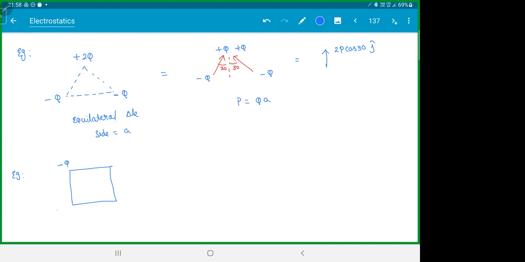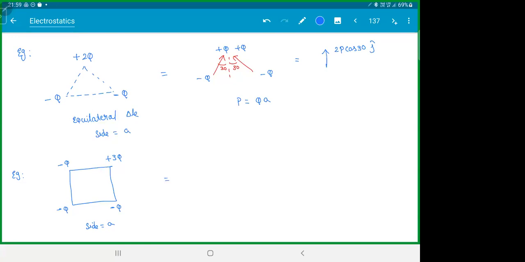Suppose you have minus q, minus q, minus q, and 3q on a square of side a. What is the dipole moment of this square? What will be the dipole of this square? Root 2 qa.